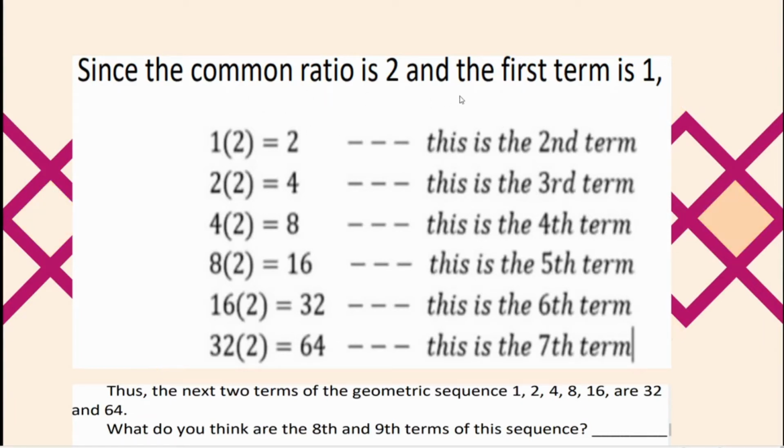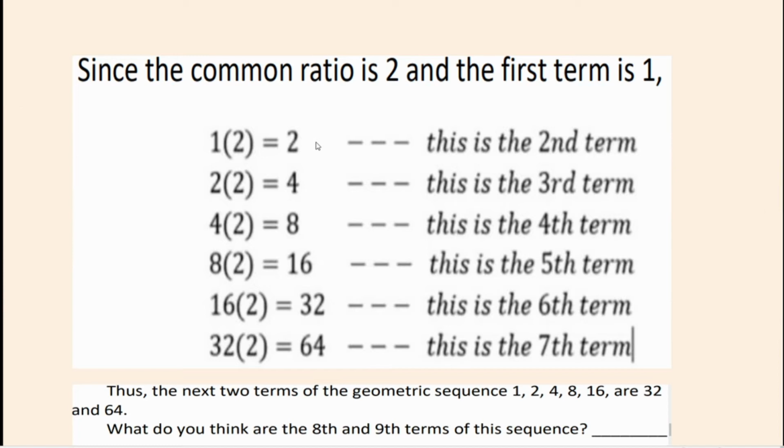Since the common ratio that we have is 2, we have already 2, 4, 8, 16, 32, and 64. So the next two terms of the geometric sequence are 32 and 64. So what do you think will be the 8th and the 9th terms of this sequence? If your answer is 128 for the 8th term and 256 for the 9th term, you are correct.